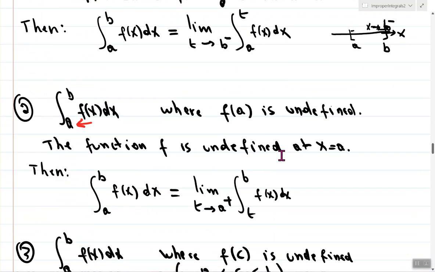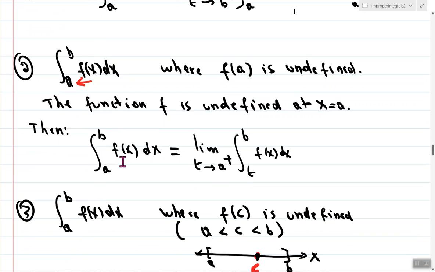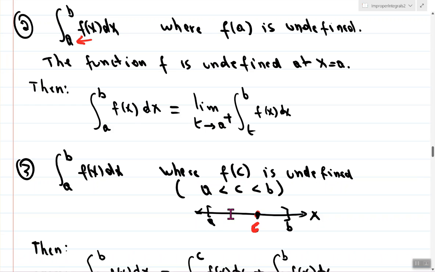For case 2, the function f of x is undefined at the lower limit of integration, at x equals a. To solve this case 2 of type 2, we're going to go where a is, replace it with t, and take the limit as t approaches a from the right. Because a is here, x will approach a from the right side as you're facing your piece of paper. Then you solve this integral, and then you take the limit.